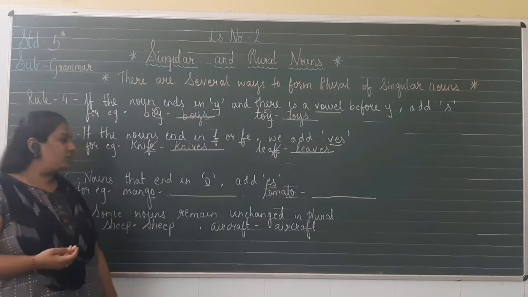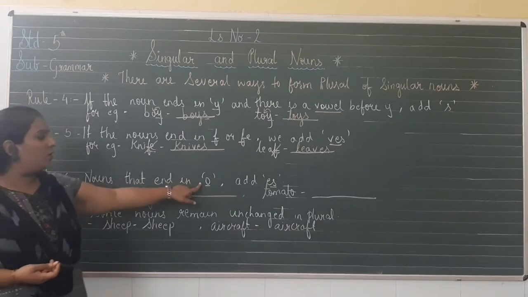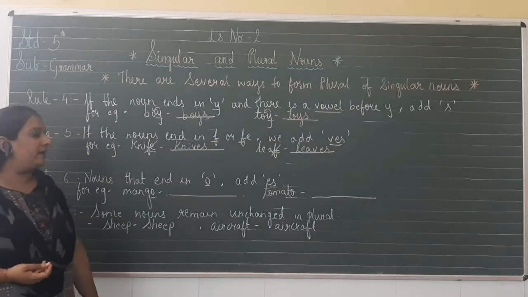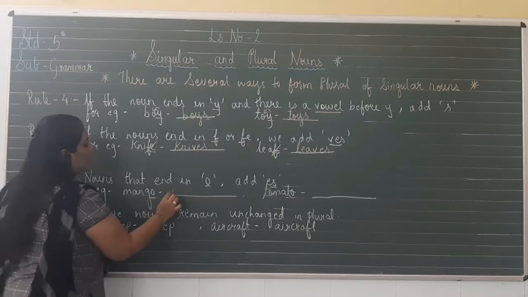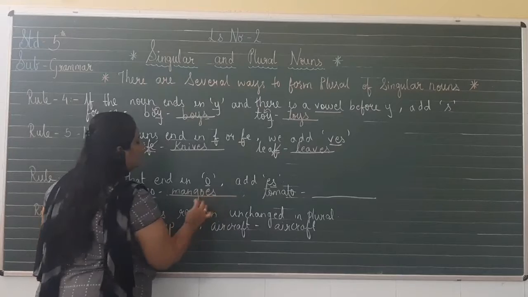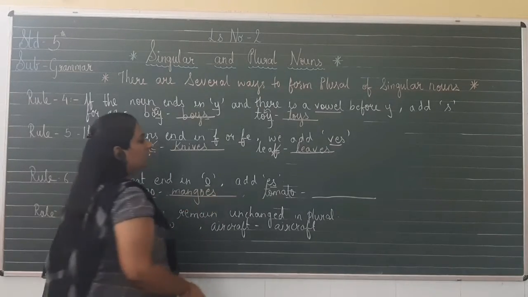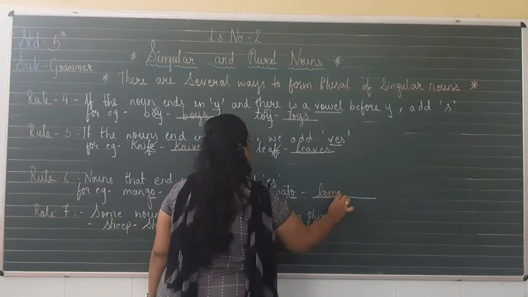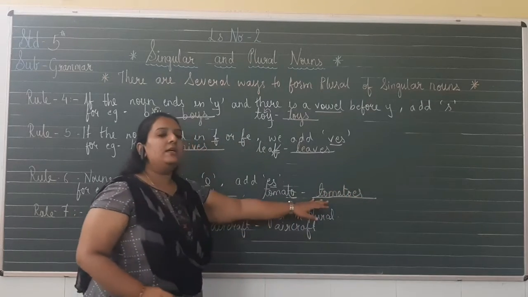Now let us move to the next rule, that is rule number 6. What does it say? That if the noun is ending in o, we don't have to drop anything but we have to add es. So here the example is... plural. Same way goes with tomato, it is ending in O. What do we do? We will add es to make it a plural form. So tomato will become tomatoes.